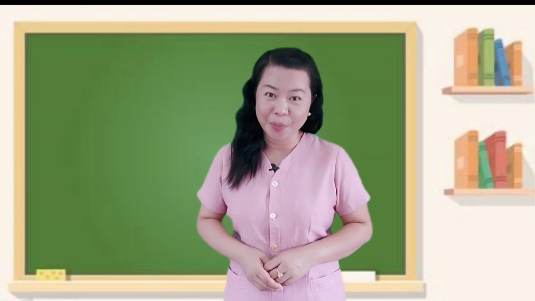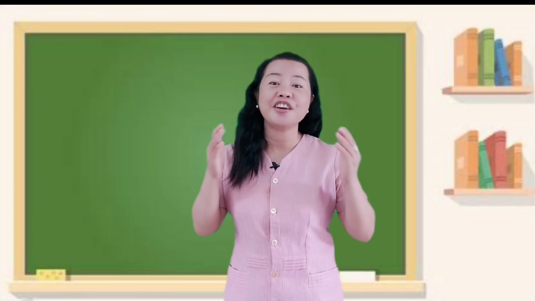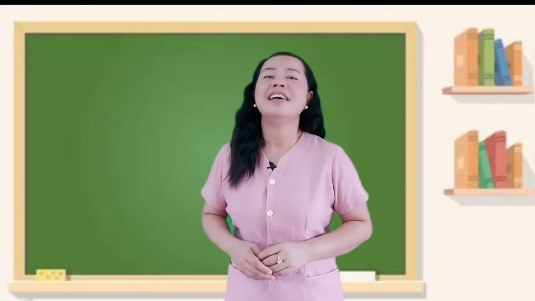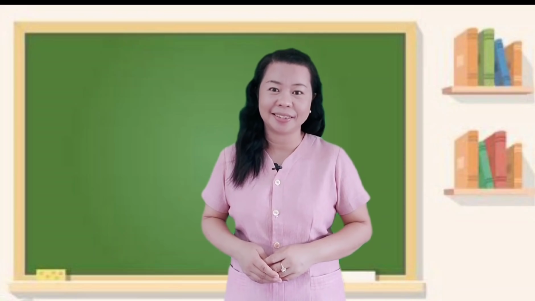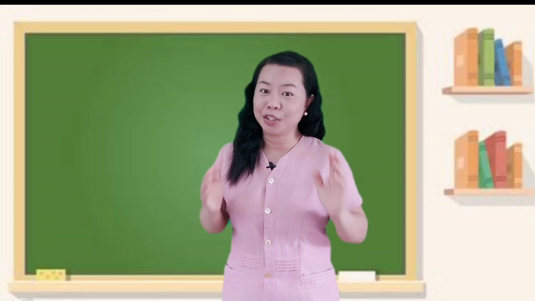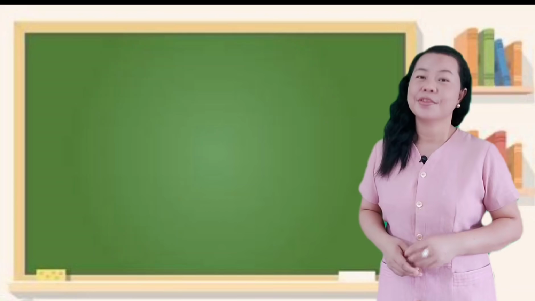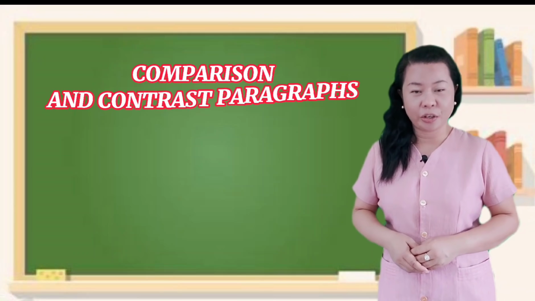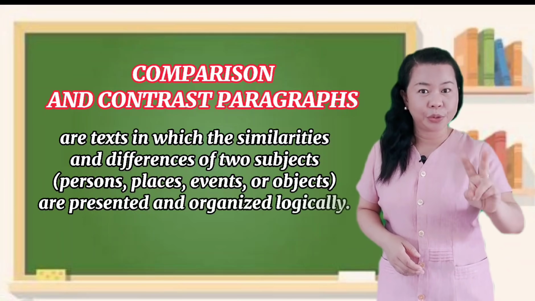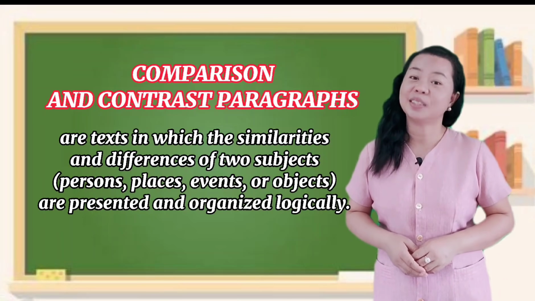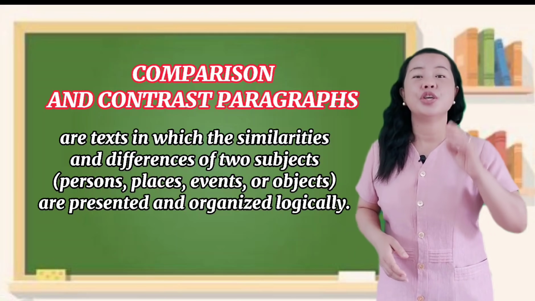It's good that you now know how to identify similarities and differences and organize these ideas in a Venn diagram. You know what? This is very useful in writing paragraphs that show comparison and contrast. Let's now find out how this newly learned skill of yours can be applied in writing such paragraphs. Remember that comparison and contrast paragraphs are texts in which the similarities and differences of at least two subjects are presented and organized logically.